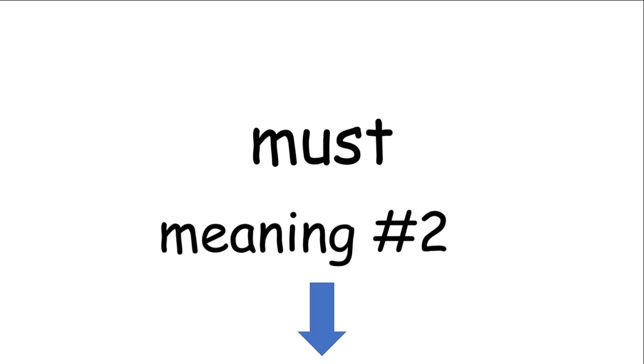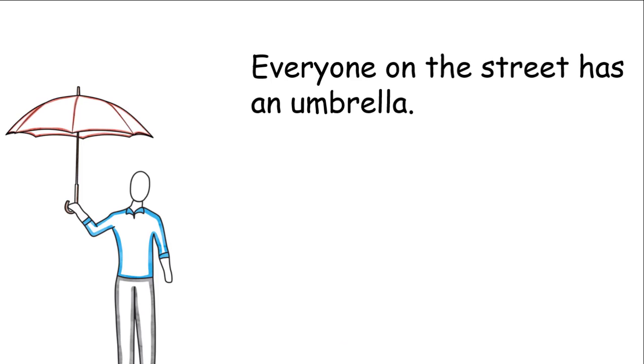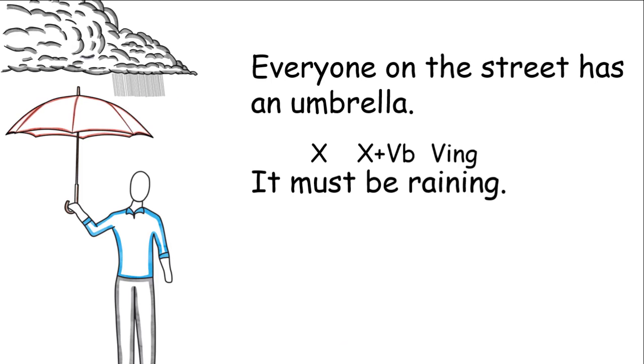Must is also used for a possibility that is almost certain, almost 100%. For example, everyone on the street has an umbrella. It must be raining. This use of must is more common.